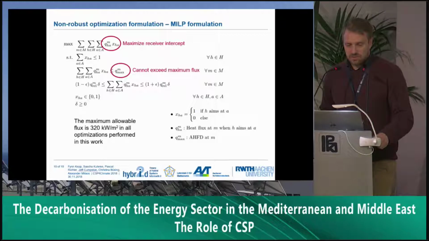But in order to demonstrate the utility of the robust approach, we've made this constraint a bit lower, at 320 kilowatts per meter squared, than what you would expect at the PS10 receiver. The reason that we do this is because we always operate with fairly high safety margins. So this is not our catastrophic failure value, but rather the value that we would like to allow ourselves to reach while still honouring that safety margin. And we have another constraint here where we impose that the flux distribution is fairly uniform.